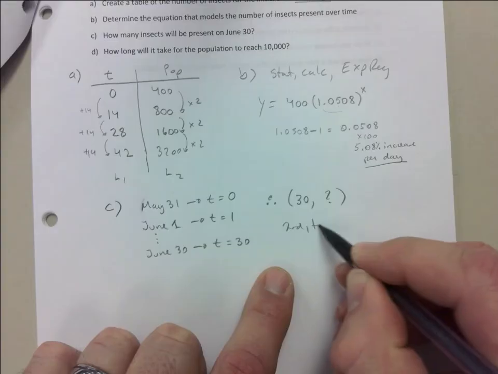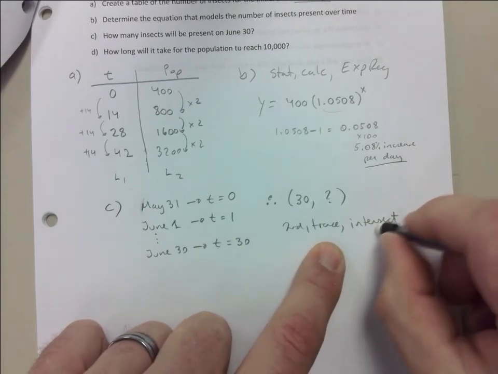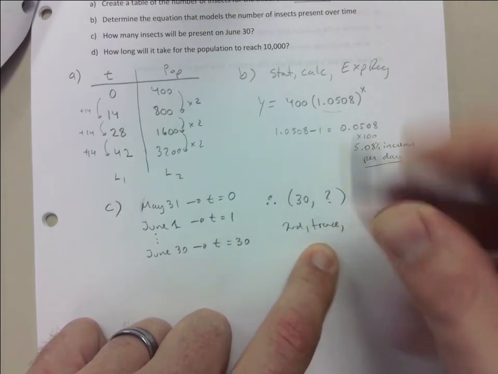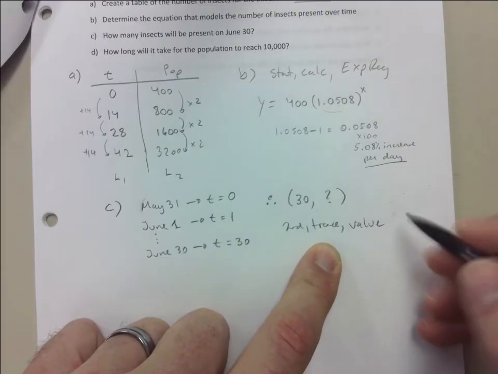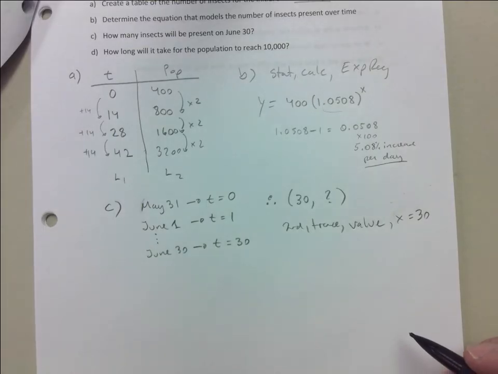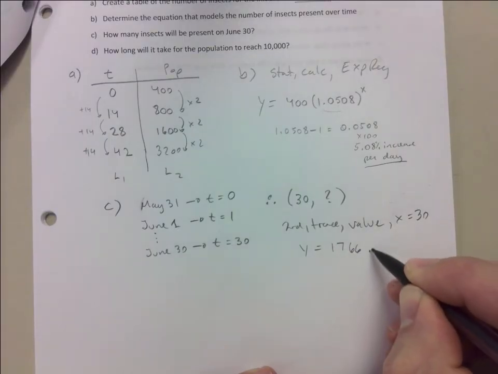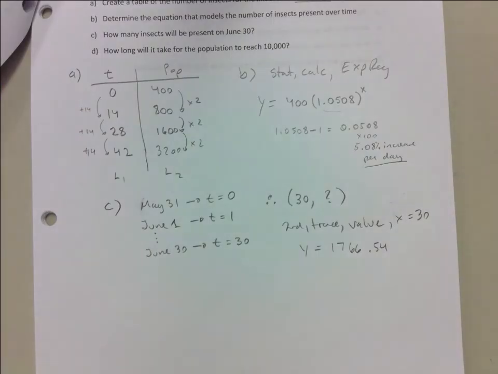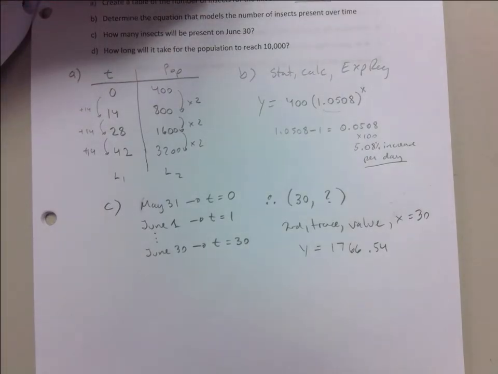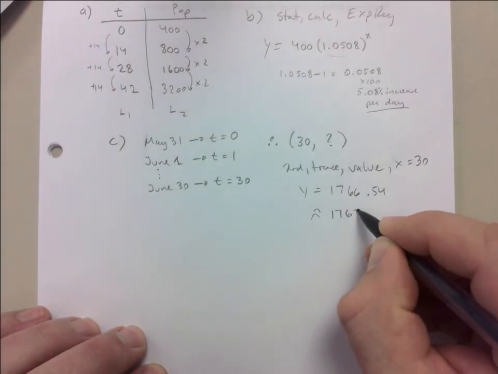We're going to go second trace, intersect. No, sorry. Value. X is equal to 30. Y is equal to 1,766.54. Can we answer like this when it's population? No, you got to round in this case. Okay, always think, what is this in? So roughly 1767. There we go.